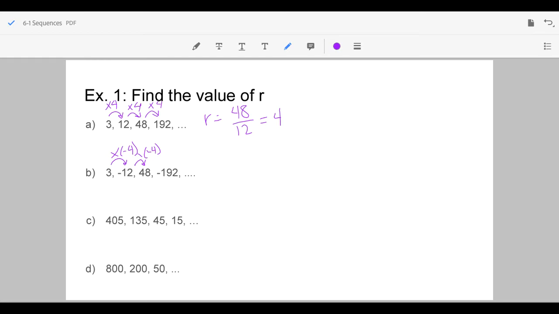Negative 4. So 3 times negative 4 is negative 12. Negative 12 times negative 4 is positive 48. Positive 48 times negative 4 is negative 192. So r is negative 4.